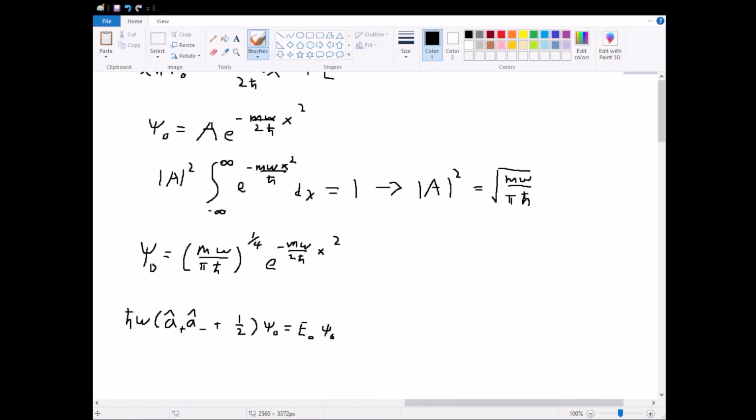So if we exploit the fact that psi naught is already a ground state, realize that operators have to act in order. So a hat minus has to act on psi naught first, and that's automatically going to give us 0, and a hat plus acting on 0 is just going to be 0 again. What this means is that this term just goes to nothing. So now we have 1/2 h bar omega psi naught equals E naught times psi naught. So we cancel out the psi naughts, and therefore the baseline energy E naught is equal to 1/2 times h bar times omega.